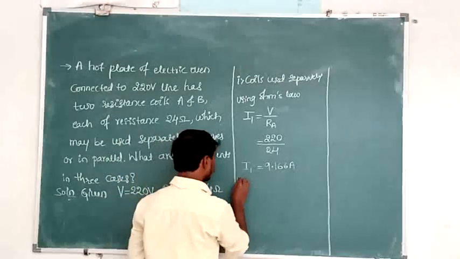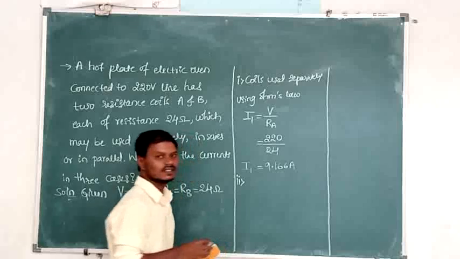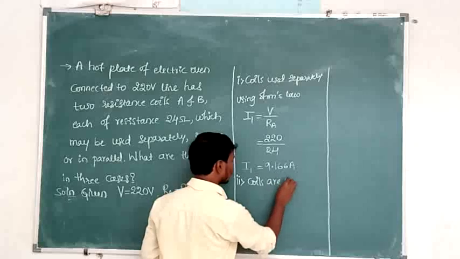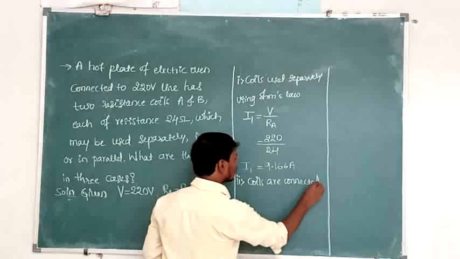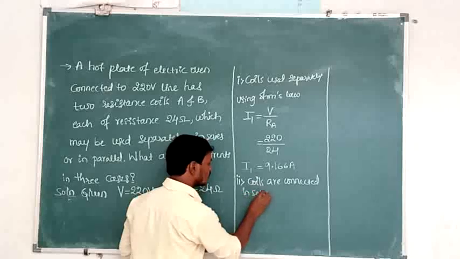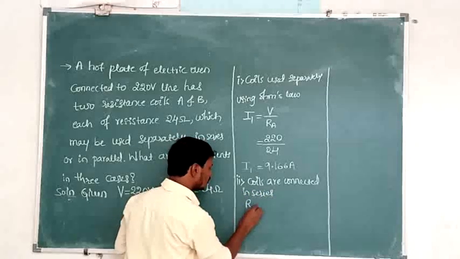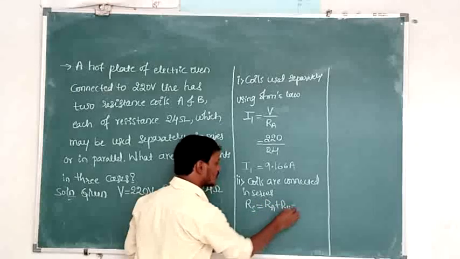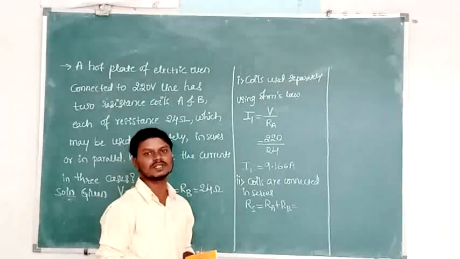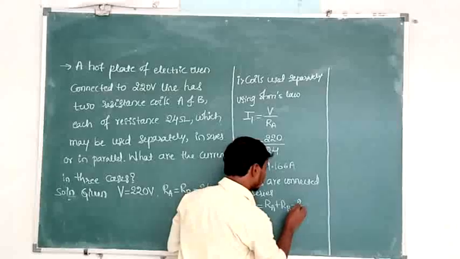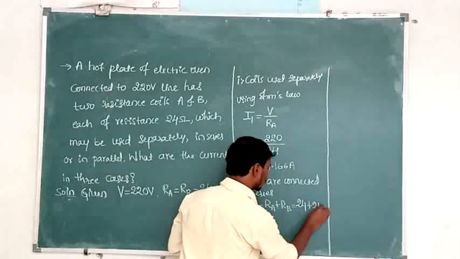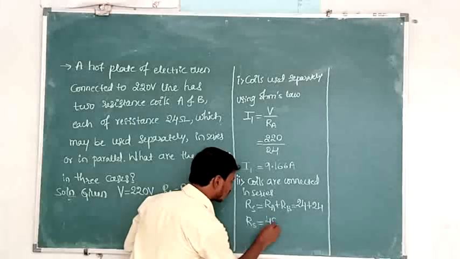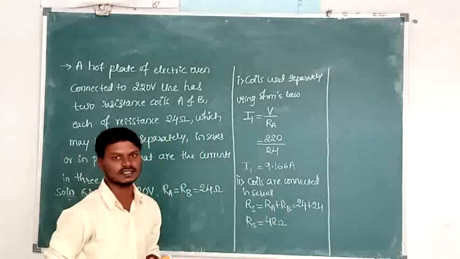The next case, if the coils are connected in series. We have to find their effective resistance. That is Rs is equal to RA plus RB. RA is 24, RB is also 24. 24 plus 24 is 48. So if the coils are connected in series, their effective resistance becomes 48 ohm.